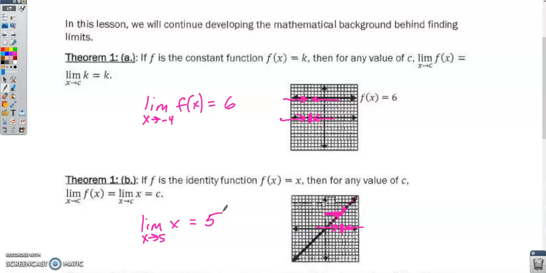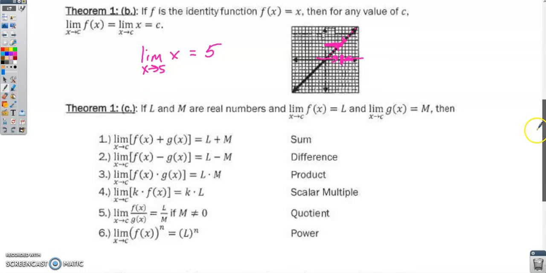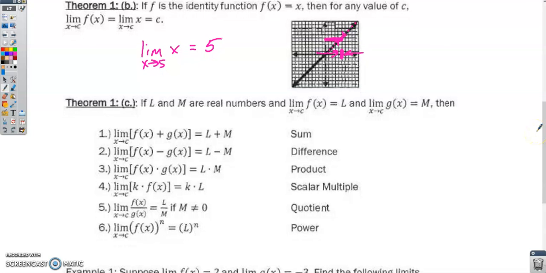All right, part C is where we get into the meat of this. Theorem 1c: if L and M are real numbers, and L is the limit as x approaches c of f of x, and M is the limit as x approaches c of g of x, then we have various rules. We see rules here for the sum, difference, product, scalar multiple, quotient, and power. So if we take the limit as x approaches c of the sum of two functions, it's just equal to the sum of their two limits. That's what you see here. If you see the limit as x approaches c of the difference of two functions, that's just equal to the difference of their limits. That's what you see here.